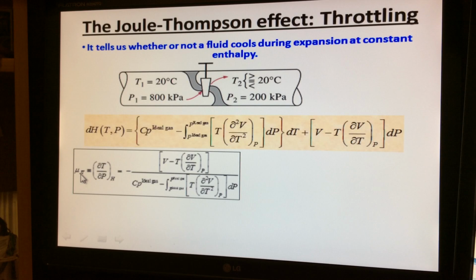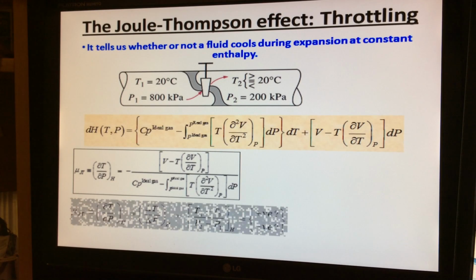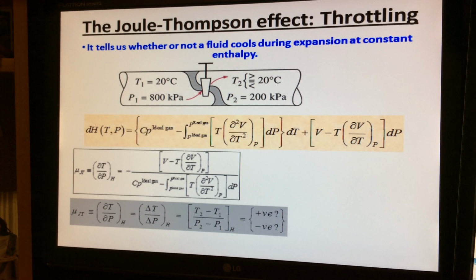This expression is given a special symbol, mu JT, where J stands for Joule and T stands for Thomson. It is defined as the partial derivative of temperature with respect to pressure at constant enthalpy. If you rearrange the above equation, you get this expression. This is the expression that will tell us whether a fluid will cool or not when it's undergoing this expansion process.